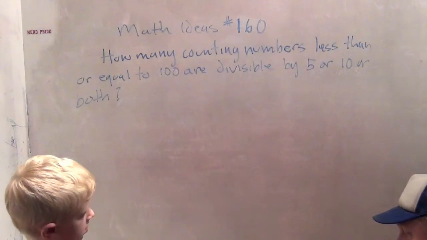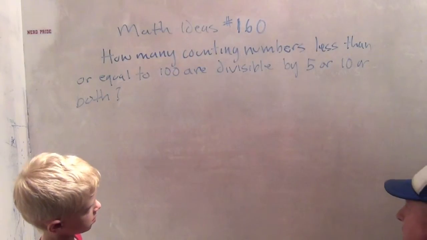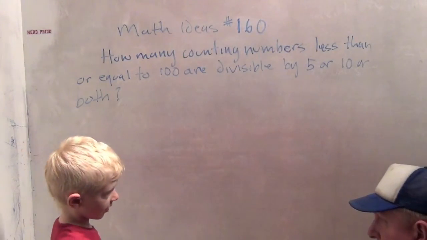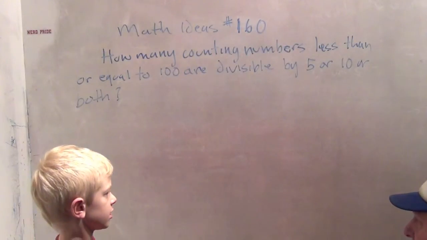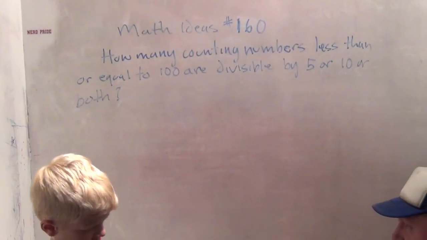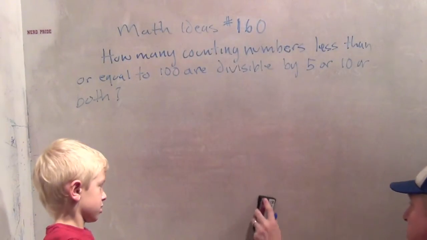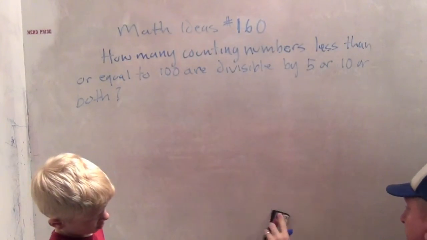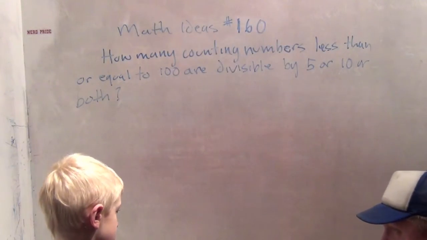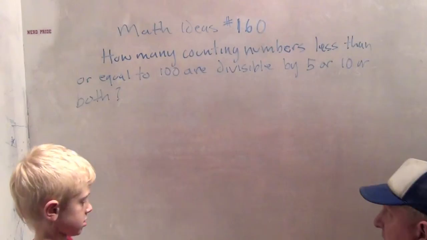I'm trying to figure out what numbers are divisible by 5 or 10 or both. That means how many numbers divide into 5 or 10? No, other way around. How many numbers does 5 divide into? And how many numbers does 10 divide into? But we want to make sure we don't double count. So for example, 5 goes into 10 and 10 goes into 10, so we don't want to count 10 twice.